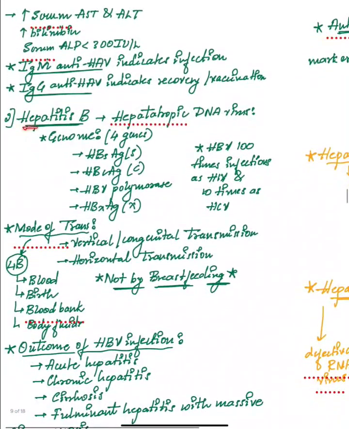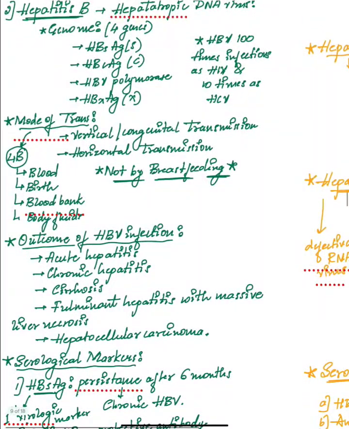Now, coming to hepatitis B. Hepatitis B is a hepatotropic DNA virus. The genome has 4 genes: HBsAg, HBcAg, HBV polymerase, and HBxAg. HBV is 100 times as infectious as HIV and 10 times as infectious as HCV. Remember this important note.